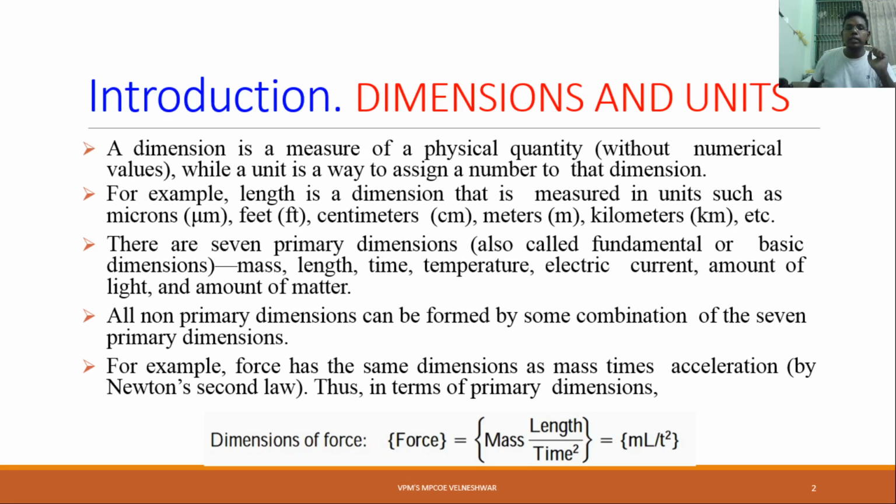All non-primary dimensions can be formed by some combination of the seven primary dimensions. Most of the time we will get mass, length, time, electric current, amount of light, and amount of matter. If you know these, that is okay for this level. If you want to go to a higher level, the dimensions will change, like micron, meter, watts, kilowatts.